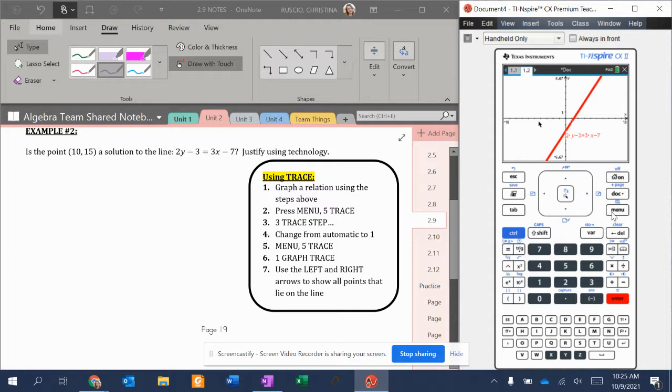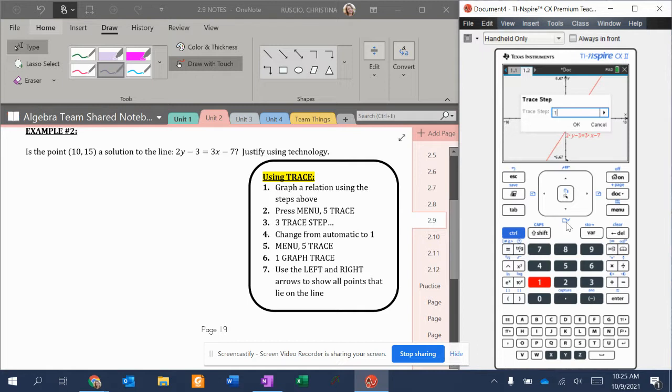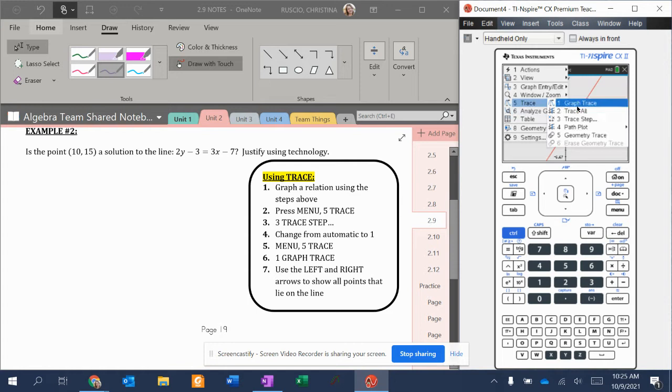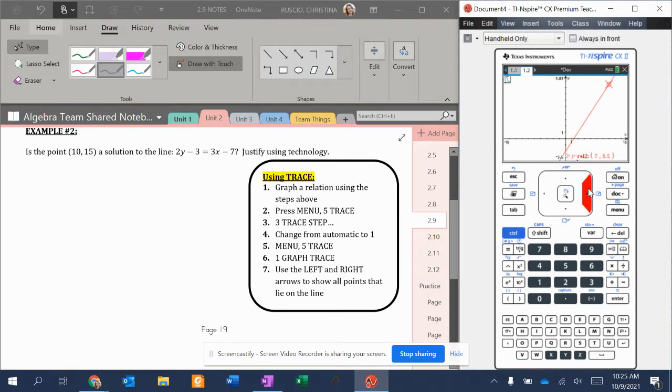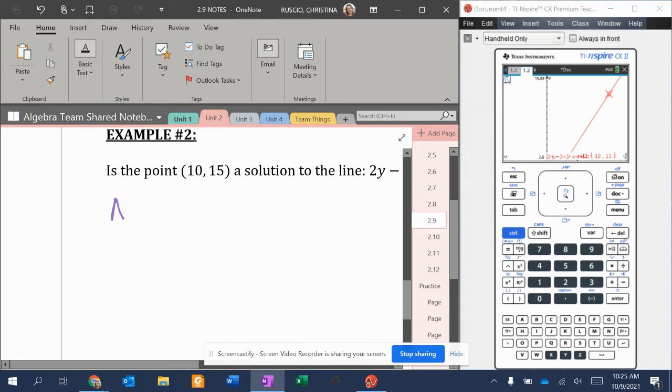To use the trace feature, we're going to go into menu, trace step, change it to 1, menu, trace, graph trace. Okay, so we are looking for the point 10, 15, and whoops, I went a little too far. No, this is not on the line. No. Okay, so let's justify. So the answer is no. When graphed, the point is 10, 13.